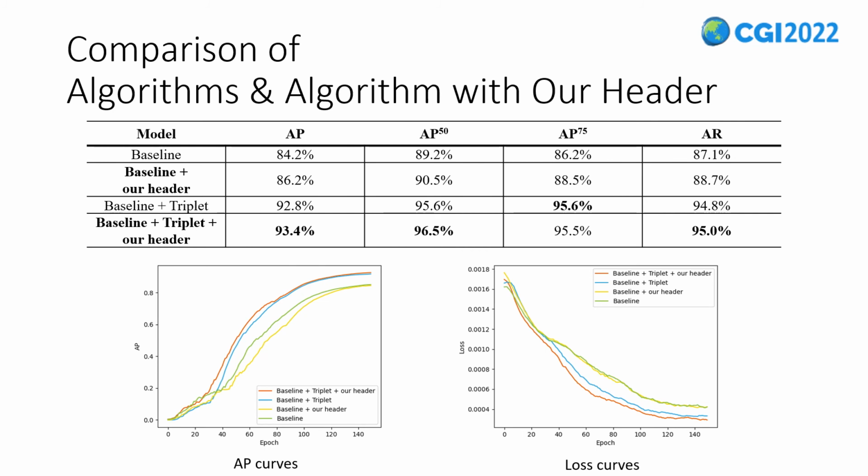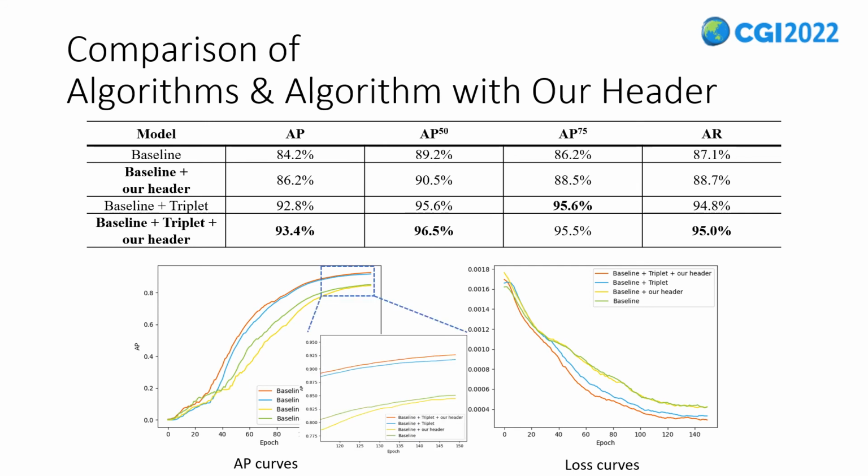Comparison of results on our testing set from the baseline, the baseline with the triplet attention module, and the header proposed by us shows that our network header can achieve better results. After using our network header in the baseline model, the AP and AR scores increased by 2% and 1.8%. Using our header in the baseline model with the triplet attention module, we also achieved 0.6% and 0.2% improvement in AP and AR scores. The curves show that after using our network header structure, the average precision of the model is improved, and the convergence speed of the model is also improved. The model using our network header and adding the triplet attention module achieved the best result.